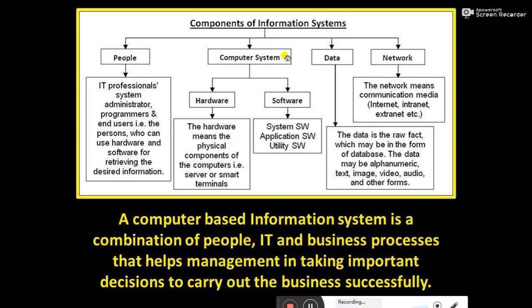Again, there are other components like computer systems, which consist of hardware and software, and we require the data also. The data may be in raw format, which needs to be processed using software. And there is another component, that is network, because the communication can be done through a network. It might be internet, extranet, etc., whatever possible way. So these are the components of the information system.